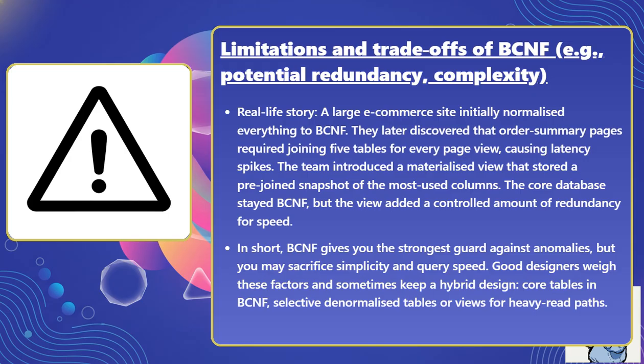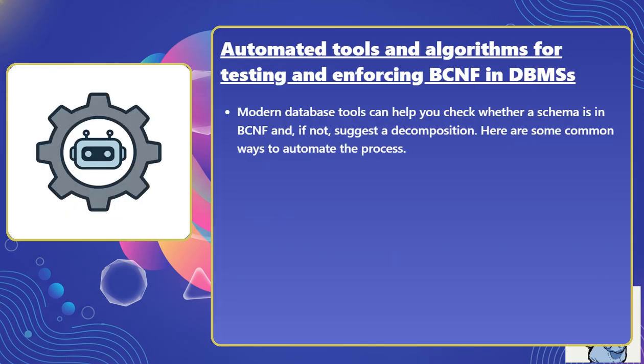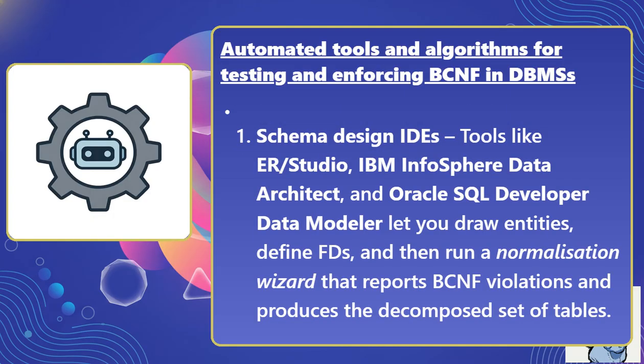Good designers weigh these factors and sometimes keep a hybrid design: core tables in BCNF, selective denormalized tables or views for heavy read paths. Modern database tools can help you check whether a schema is in BCNF and, if not, suggest a decomposition. Here are some common ways to automate the process. Schema design IDEs: tools like Studio, IBM InfoSphere Data Architect, and Oracle SQL Developer Data Modeler let you draw entities, define FDs, and then run a normalization wizard that reports BCNF violations and produces the decomposed set of tables.